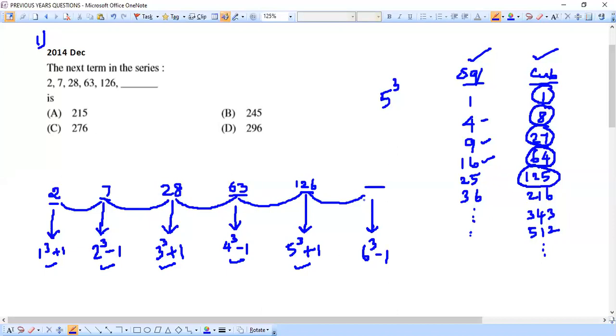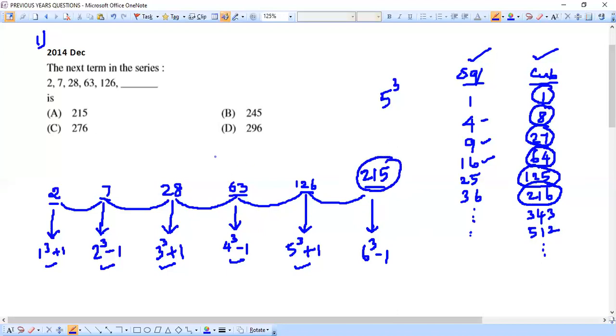So that means the number I will be getting in my blank here will be none other than 6 cube minus 1. That's it. I already know 6 cube is 216, correct? So 216 will come here. So 216 minus 1 will be coming here, and 216 minus 1 is 215. Very simple, right? So that means my answer is 215.